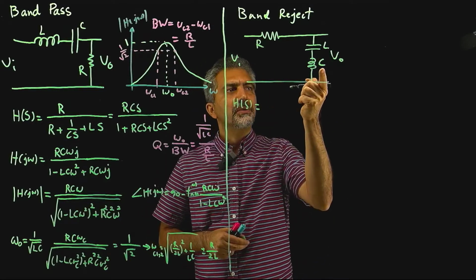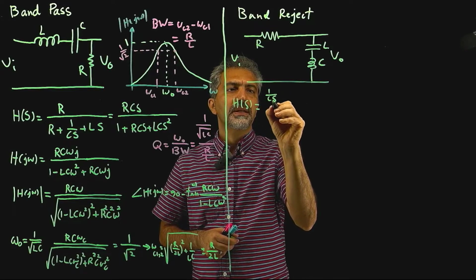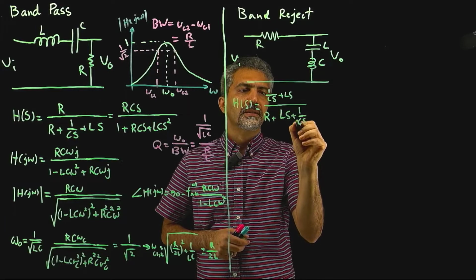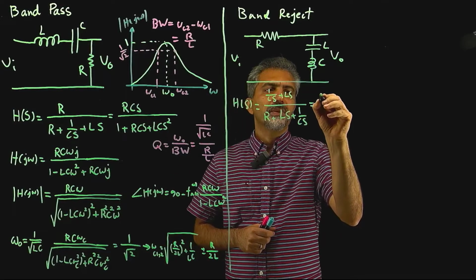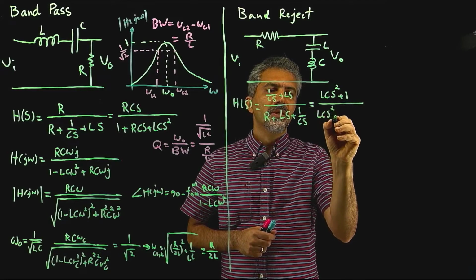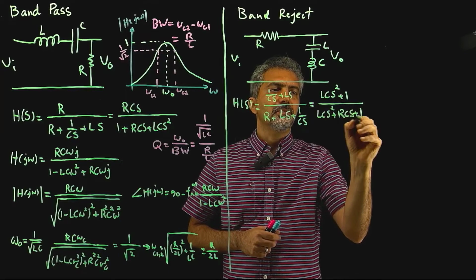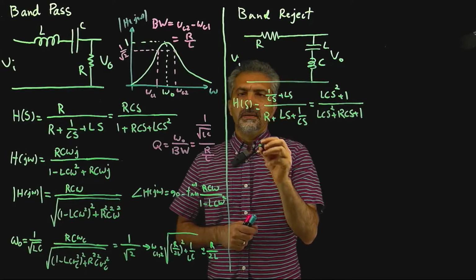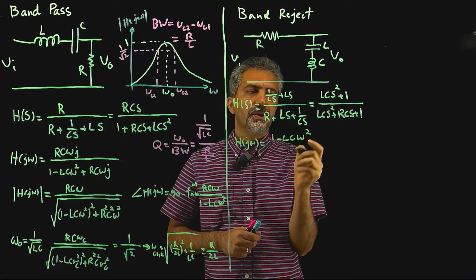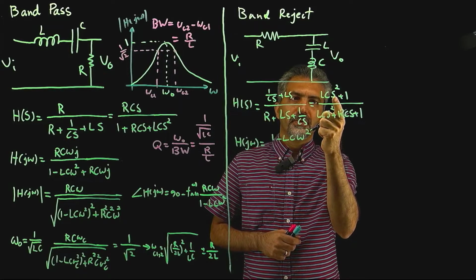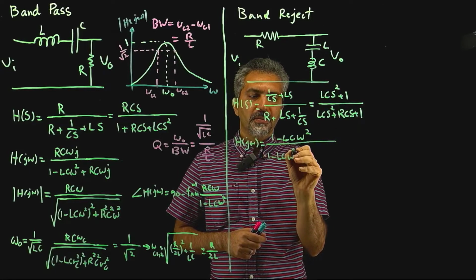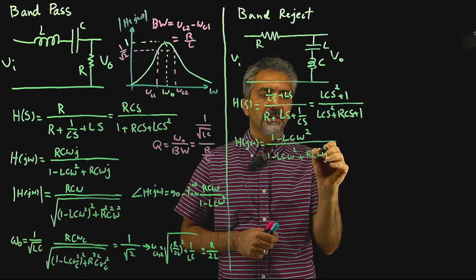So let's see how that's going to play out. H(s) is equal to this impedance, which is 1 over Cs plus Ls, divided by the total impedance, which would be R plus Ls plus 1 over Cs. Now let's multiply everything by Cs again. So that would be LCs² plus 1, and in the denominator, you're going to have LCs² plus RCs plus 1. Now, if I replace s with j omega, H(j omega) would be equal to 1 minus LC omega², same thing that I explained to you before: (j omega)² becomes minus omega². And in the denominator, you're going to have the same situation, 1 minus LC omega² plus RC omega j.